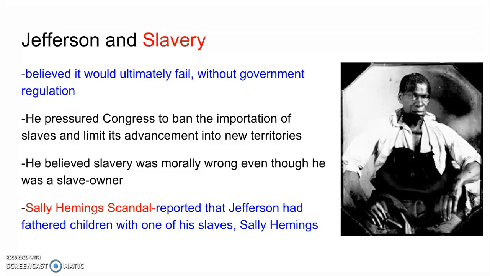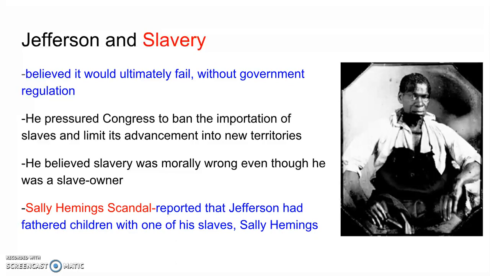It was reported in the newspapers and everything that Jefferson was having relations with one of his slaves, and the issue is the slave was actually the half-sister to his wife. So there was some blood relations between his wife and her and everything.